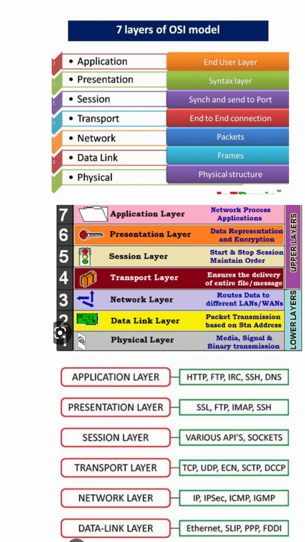In the meantime, on the receiver side, the data will be handed over from the application layer to presentation, and from presentation to session, and from session to transport, and so on. So there will be an interface between the different layers. This was just a basic view about the OSI model.